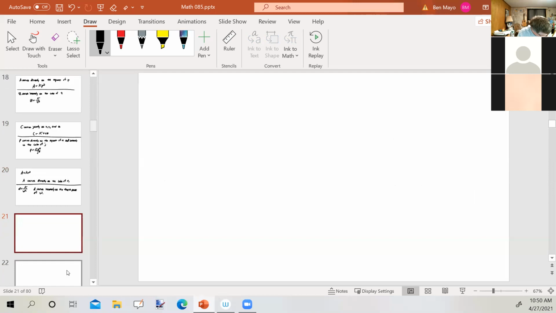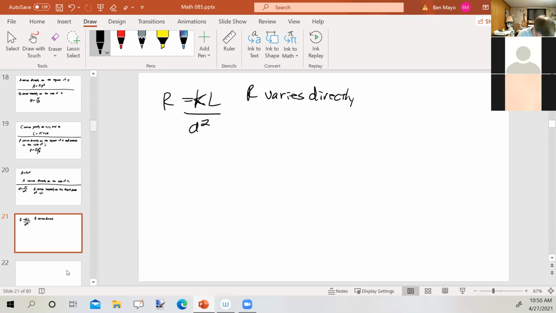And let's look at one more of those. Let's see here. R equals KL divided by D squared. We would say R varies directly as L, and inversely as D squared.